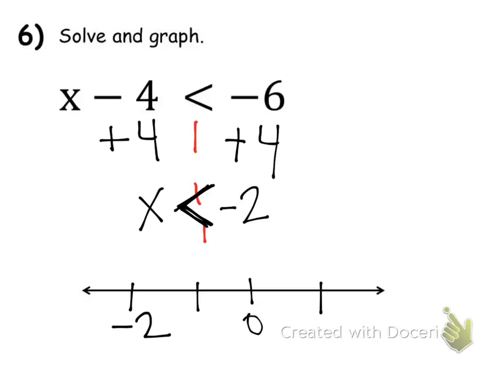So I'm going to circle the -2. Am I going to fill it in? No, it's not an or equal to. And then I want to show numbers that are less than -2. So is that to the left or to the right? To the left. Very good. So shade in that direction, shade in the arrow to show that your graph keeps going on. And you're done.